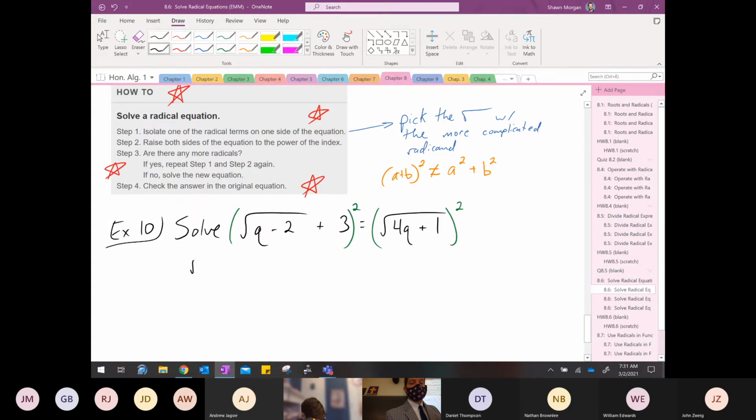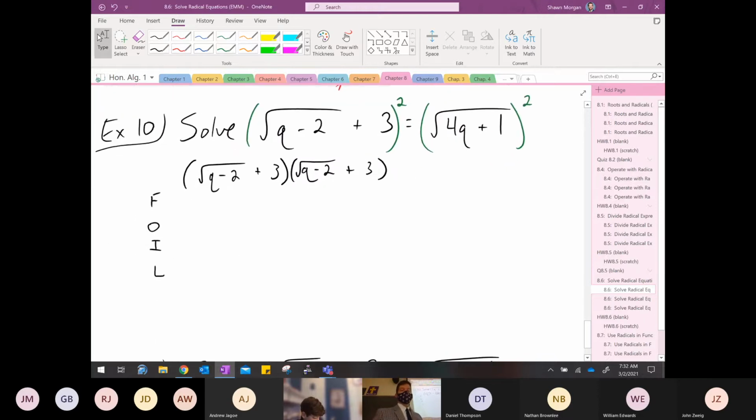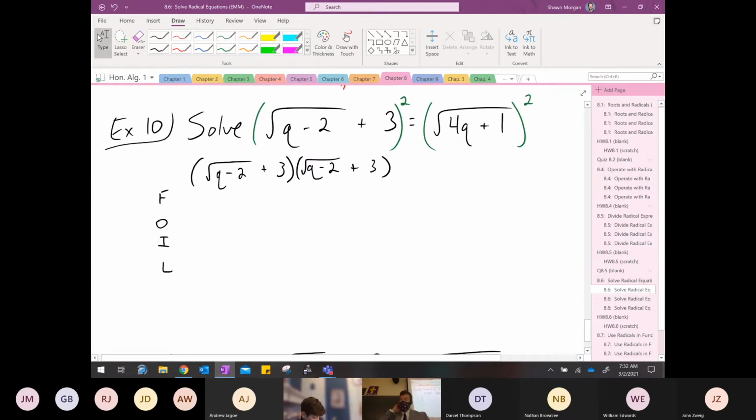So, the square root of q minus 2, plus 3, the square root of q minus 2, plus 3. And I'm taking my time. You by no means have to do this every time, right? But when we're working out a FOIL problem, sometimes it's helpful to show all 4 of the multiplications, because that's what it is. It's just distribution of a binomial times a binomial. 2 terms times 2 terms equals 4 terms before simplifying.